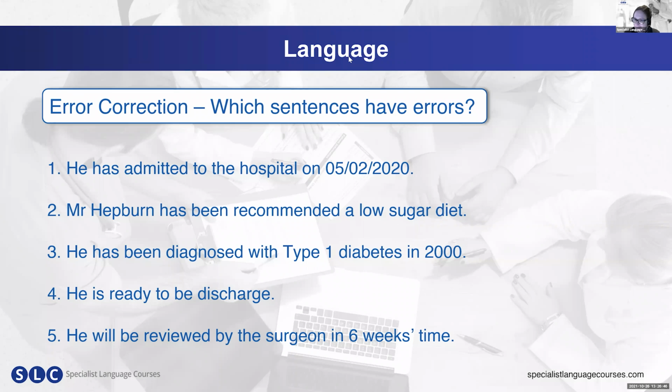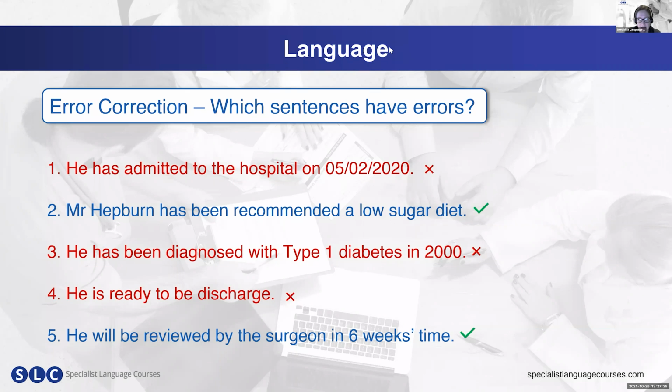There's more than one. Great. Lots of you identifying number 1. Okay, let's take a quick look. I can reveal that sentences 1, 3, and 4 have errors in them. Number 2 is fine. And number 5 is fine.